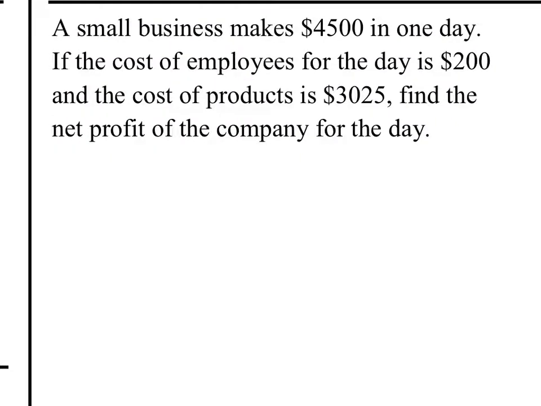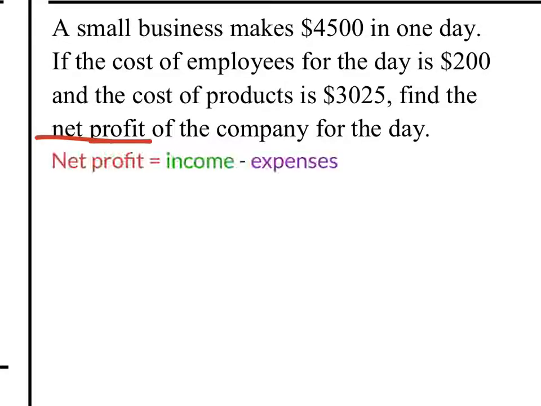All right, for our next problem, a small business makes $4,500 in one day. If the cost of employees for the day is $200 and the cost of products is $3,025, find the net profit of the company for the day. Now, profit, I should be more specific on this one, net profit would be income minus expenses. So I would start by first looking at my income, which is $4,500 in one day.